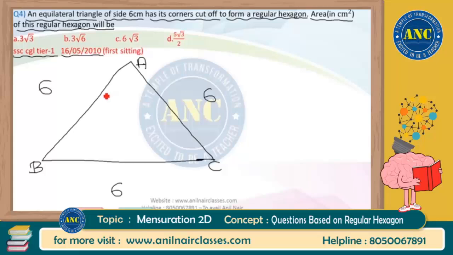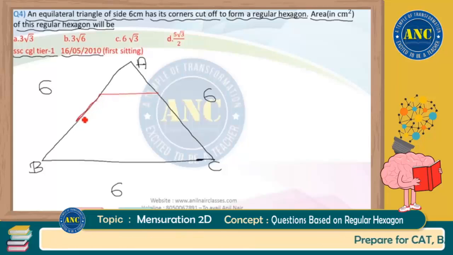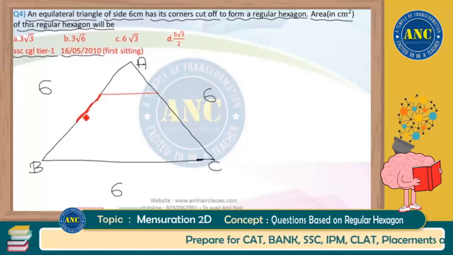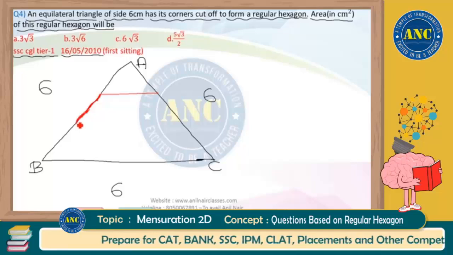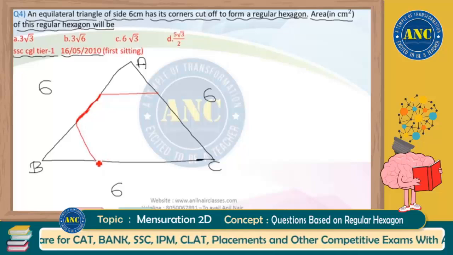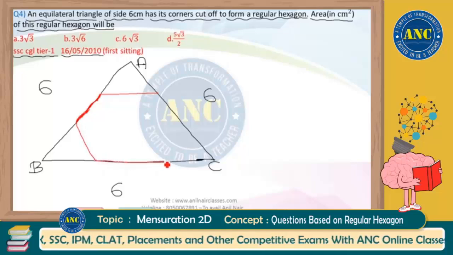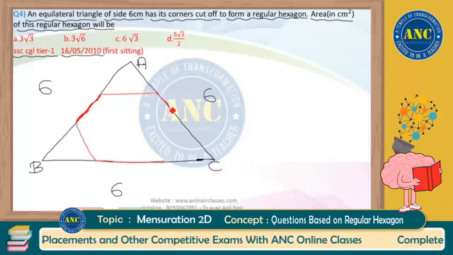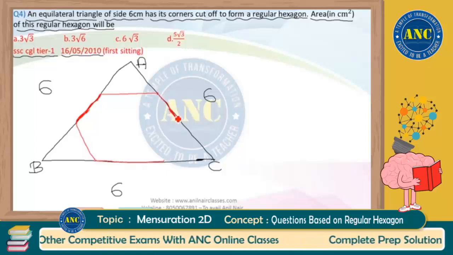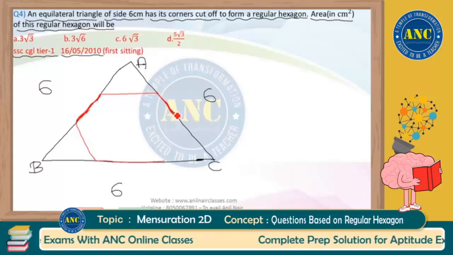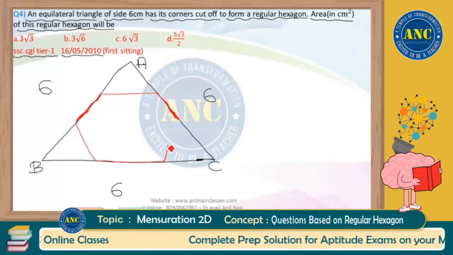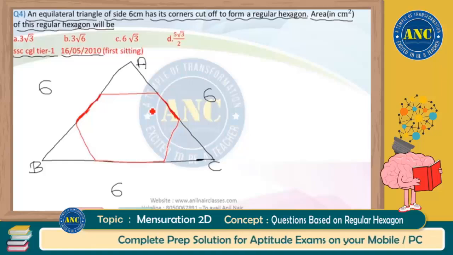That means they will cut it off like this, and this cutting will lead us to get a regular hexagon. This is what they are saying in the question. That means I am just drawing. Just give me a minute. Let me draw it. So when I cut it, it will become a regular hexagon.